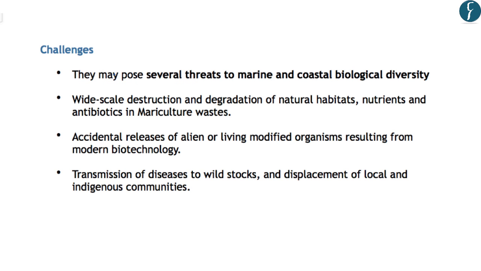However, there are certain challenges if the mariculture is practiced on an industrial scale. So, in this line, it may pose threats to marine and coastal biological diversity. Further, it can lead to wide scale destruction and degradation of natural habitats. And it can lead to the release of nutrients and antibiotics in the mariculture wastes.